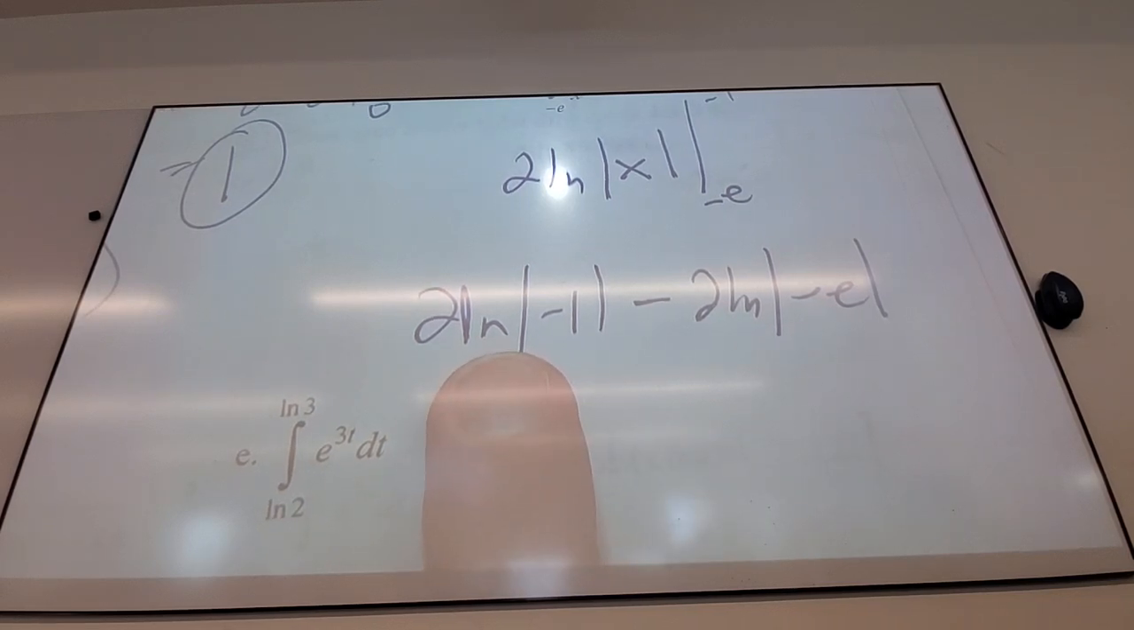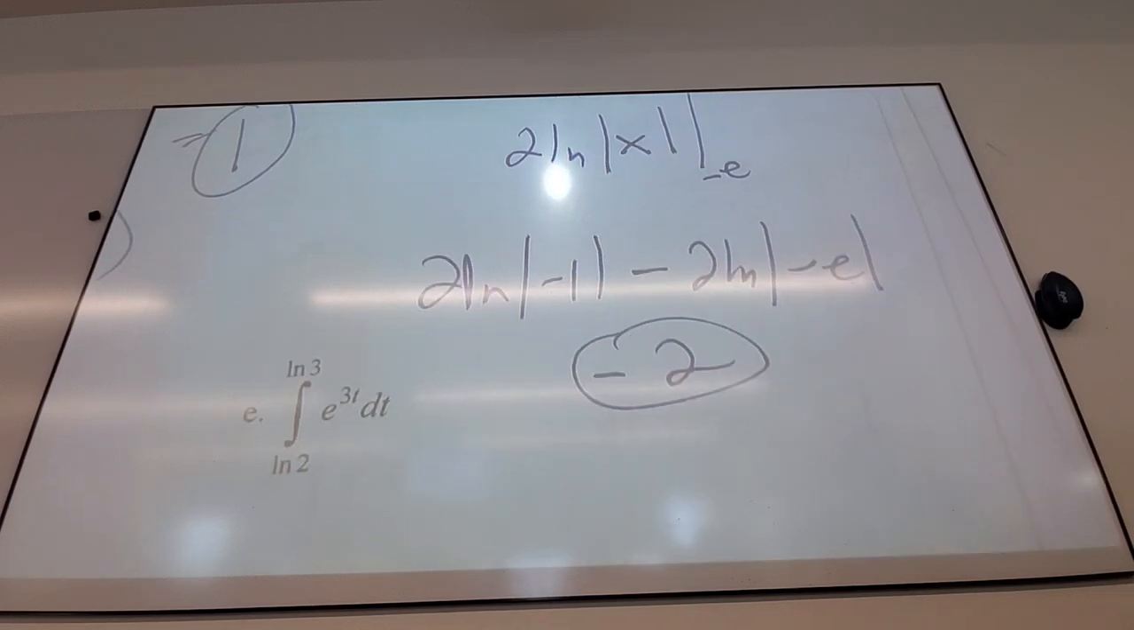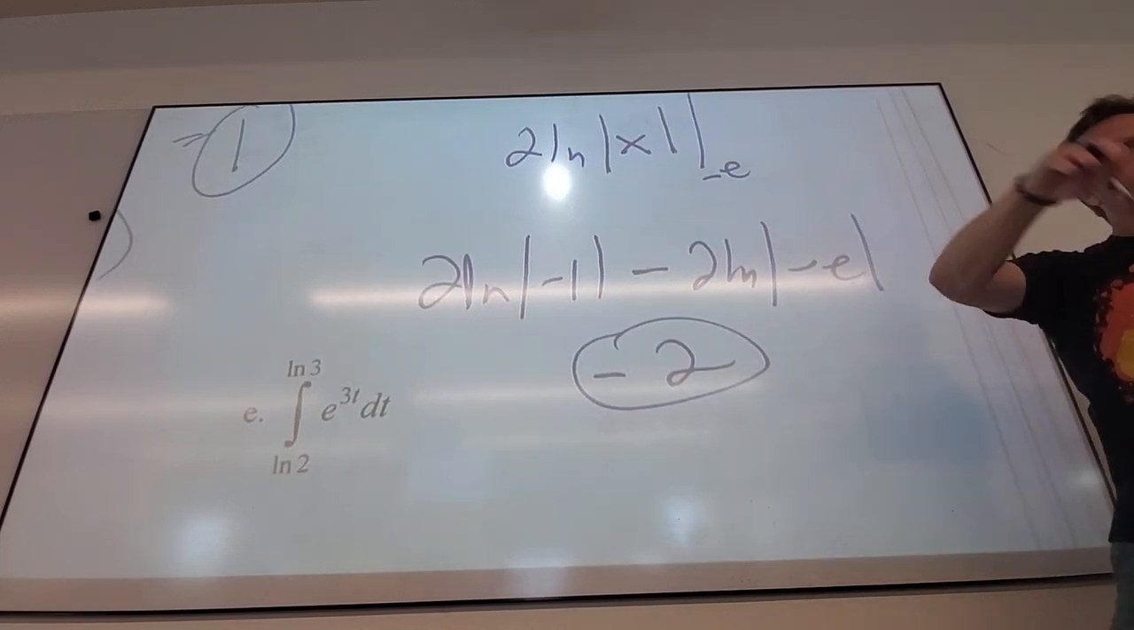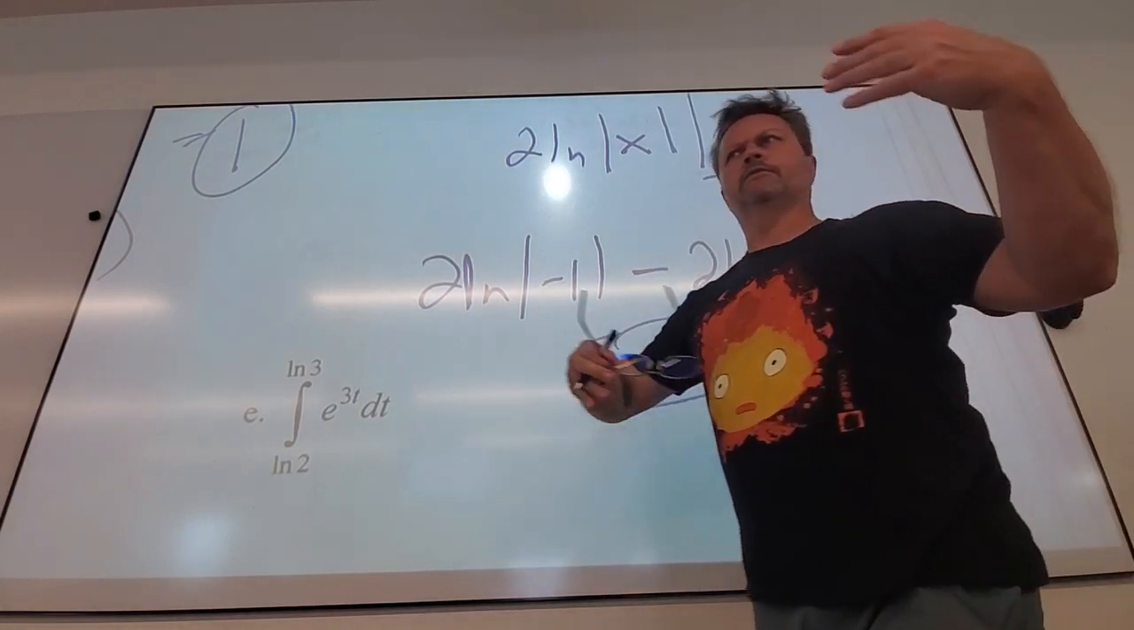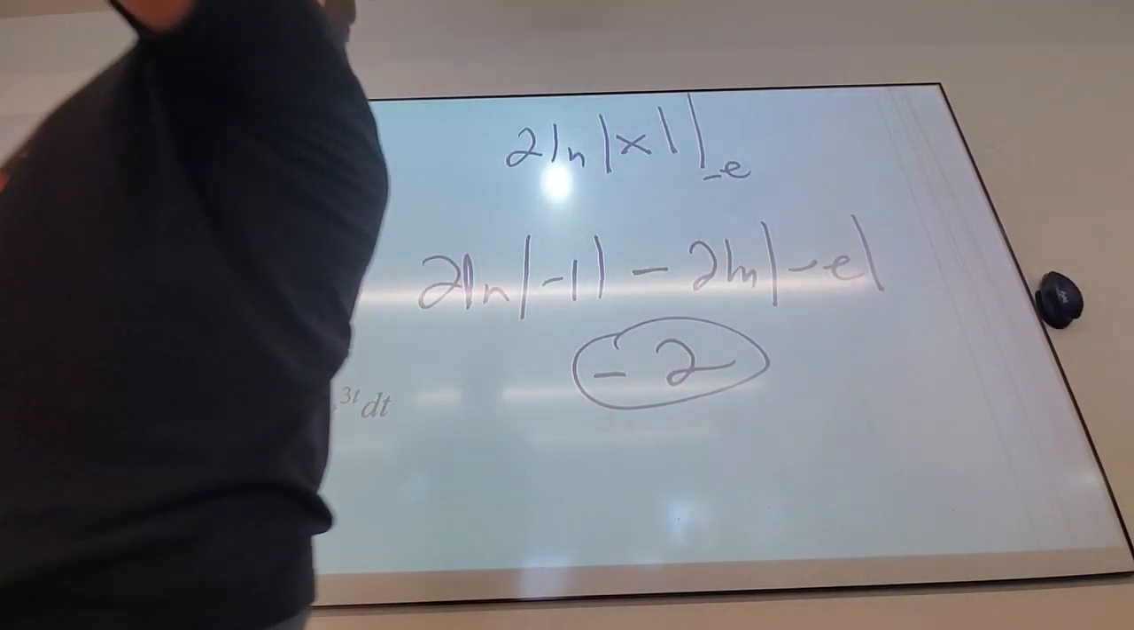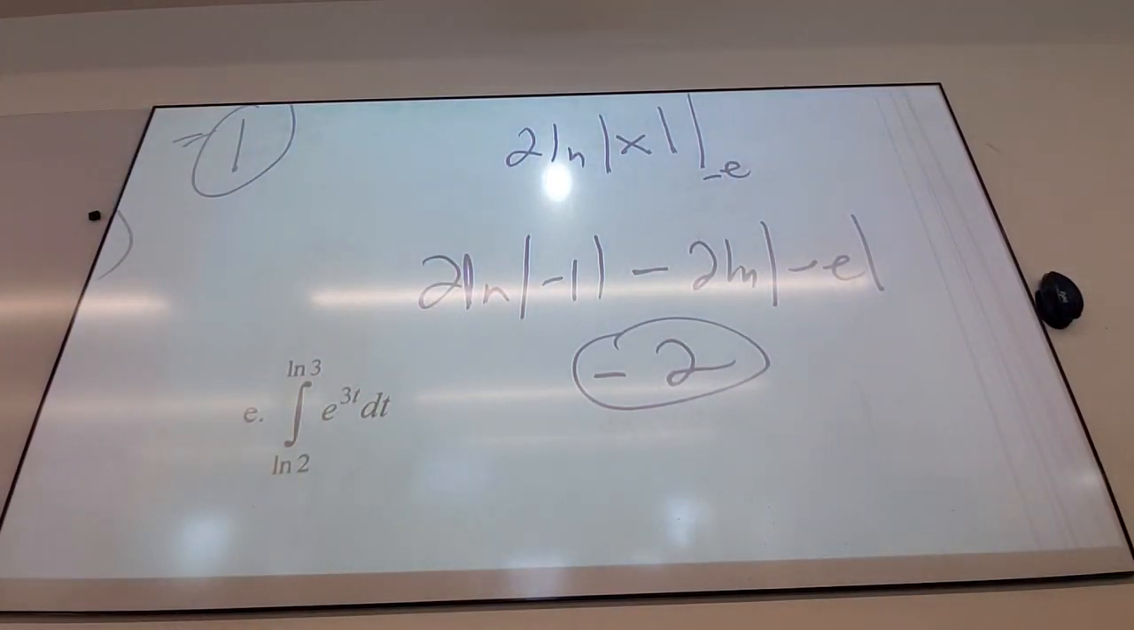What's ln of 1? 0. And what's ln of e? 1. You starting to get the cadence of this? So it's the antiderivative, that's its own problem, and then you just plug in each limit if it's a definite integral.